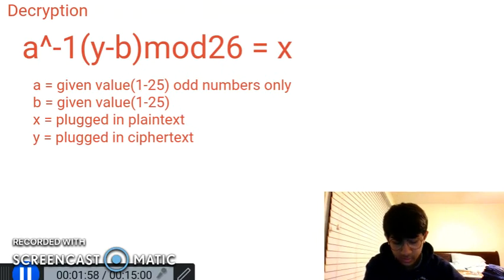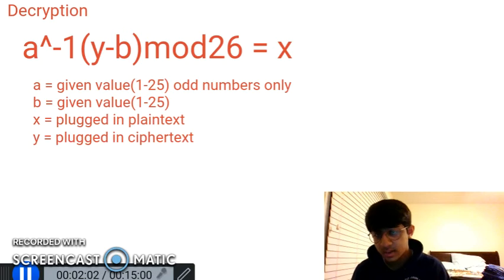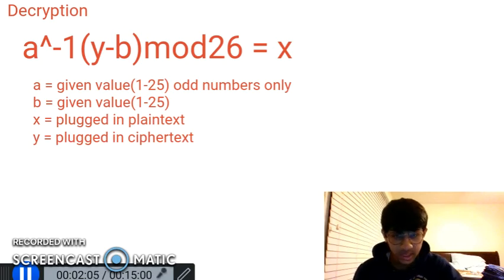Okay, now let's move on to decryption. Decryption is the exact same format. However, you have the same variables, you just have a different equation. And so you have a inverse, or a to the negative 1. Remember, this is a different type of inverse.